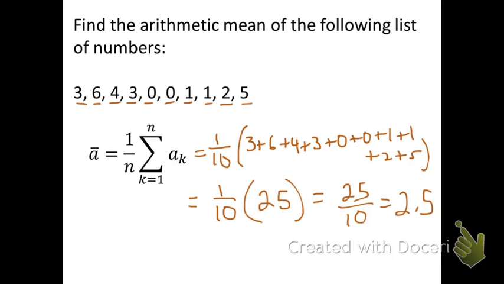So what's our arithmetic mean? It's 2.5. Now this is just what we've always done for average. You add them all up and divide by how many there are. This is just a different way to write it. So this is the end of section B1 with sequences and series. We'll talk more about this in class and hopefully get all your questions answered.